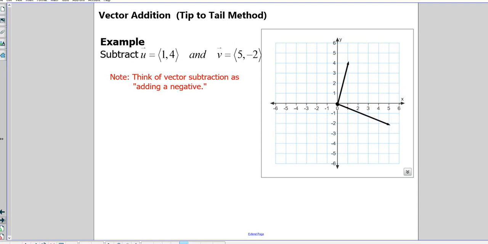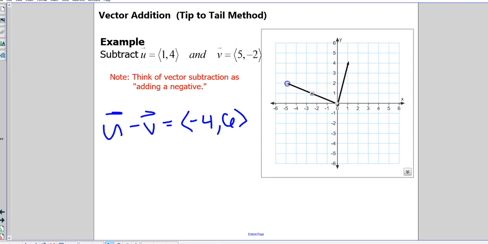And we can subtract as well, okay? So if I subtract these two, if I do u minus v, again, order matters here, what would I get? Negative 4 comma 6, okay? So what's happening graphically, let's see, this was v. So if I flipped that, it would be negative 5, 2. And then if I do tip to tail with those, you can see I would end at negative 4 comma 6.